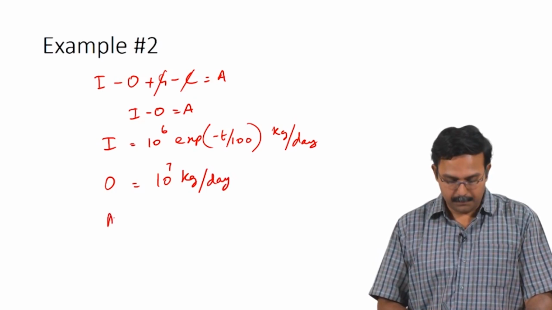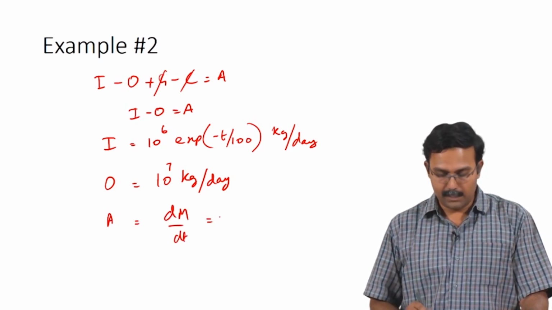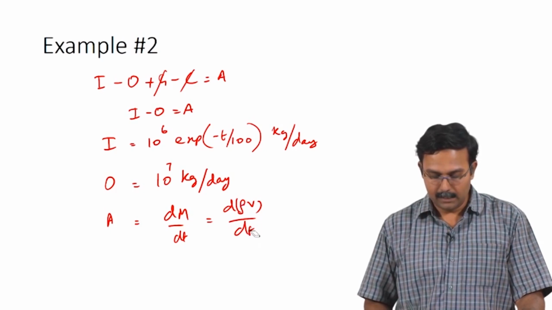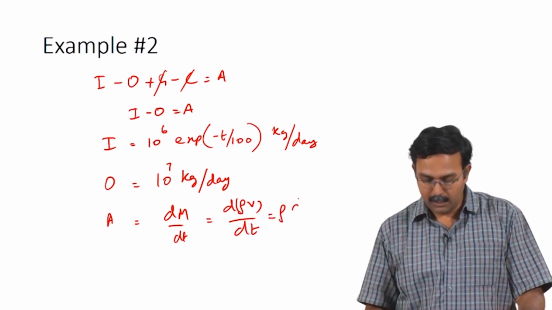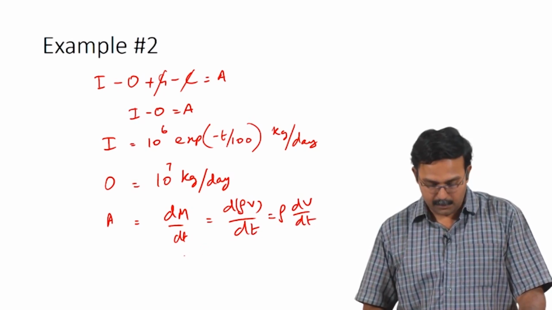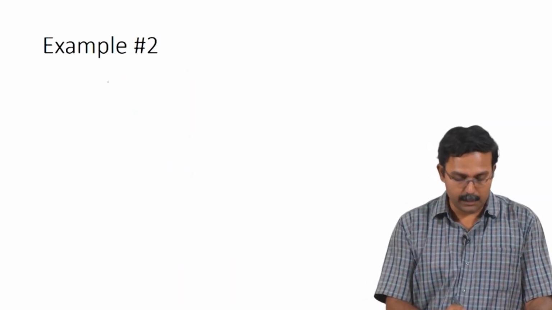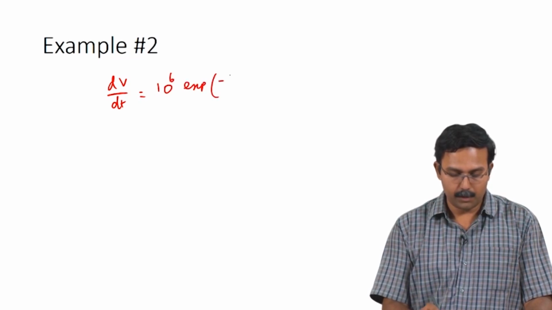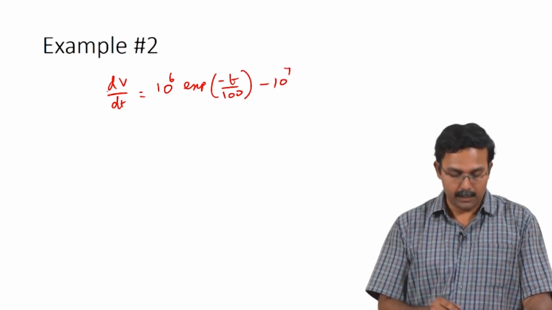So, the accumulation term has to be accounted for. The accumulation term is dm by dt. This dm by dt can be written as d(rho V) by dt, where rho is the density and V is the volume. So, this will become rho dV by dt, and because rho equals 1 kilogram per liter, the accumulation term would be dV by dt. Plugging these values back into the equation, you would get dV by dt equals 10^6 exponential of minus t divided by 100, minus 10^7. So, this equation has to be solved.